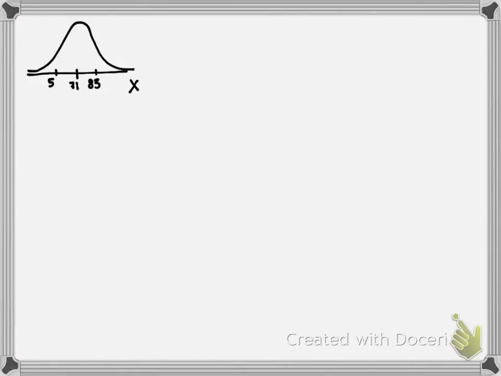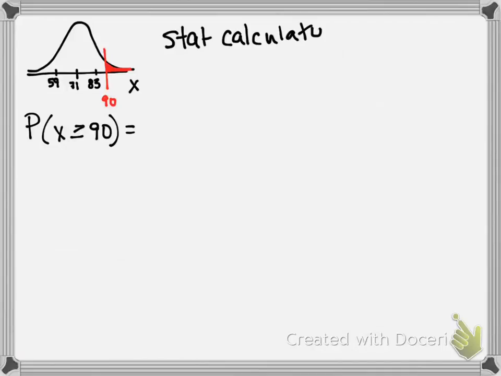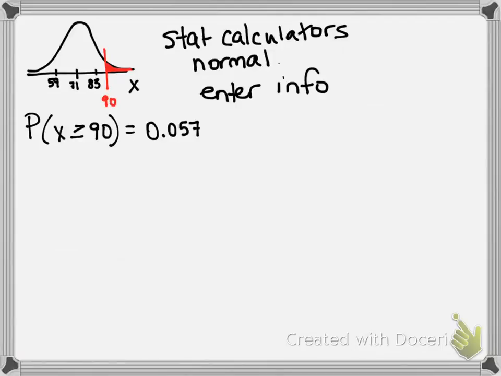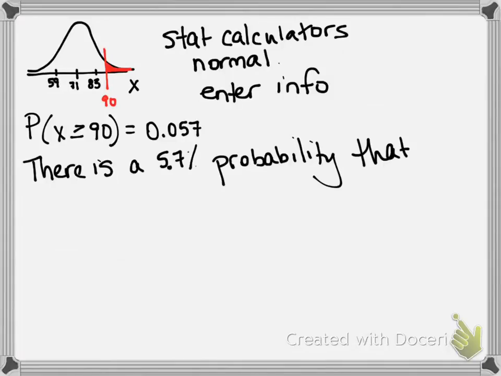So we can go ahead and draw this out. Here's the mean plus or minus 1 standard deviation. We're looking for the area to the right of 90. So one way to do this is to go into StatCrunch, to stat calculators, normal, and then enter the mean, standard deviation, and then x is greater than or equal to 90. You should get 0.057. So the probability that a randomly selected student gets a 90 or above on the math placement test is 5.7%.